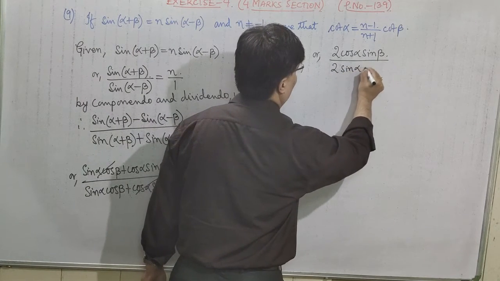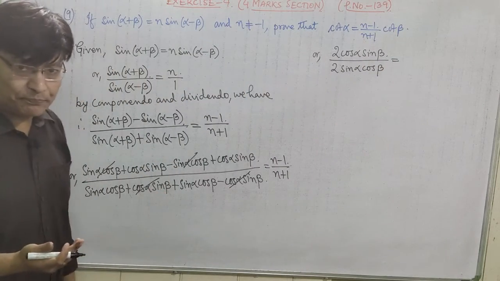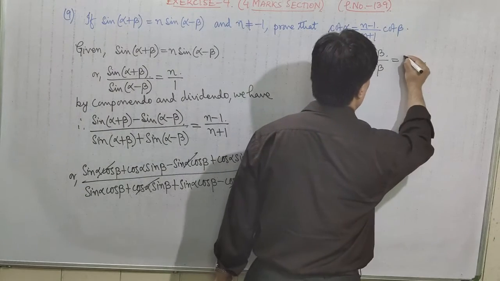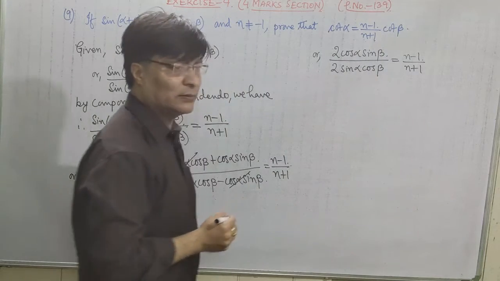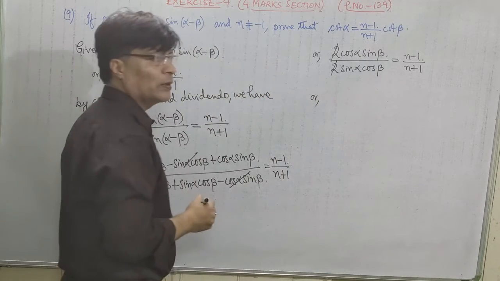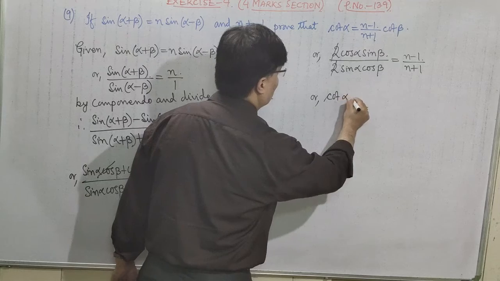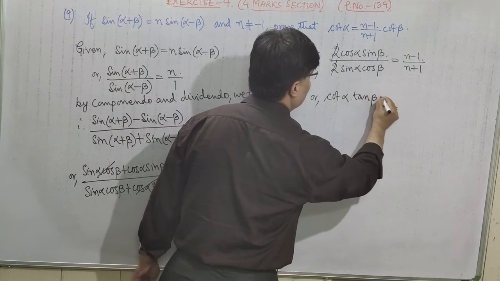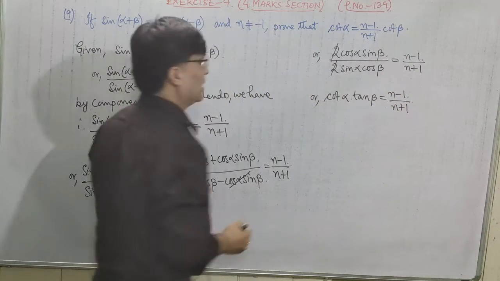It is 2 sine alpha cos beta, which is equal to, now on the right hand side, what do we write? n minus 1 upon n plus 1. It is kept as it is, n minus 1 upon n plus 1. So here 2 gets cancelled, you know that. Or, what is cos alpha by sine alpha? It is cot alpha into, what is sine beta by cos beta? This is your tan beta is equal to n minus 1 upon n plus 1.